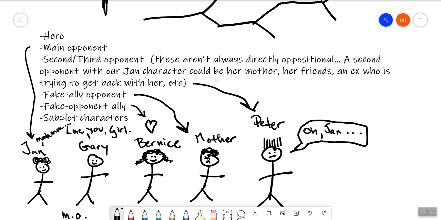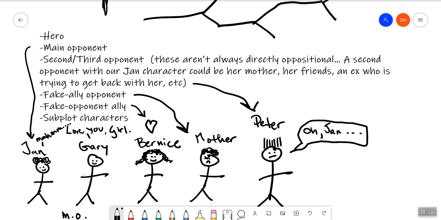These are secondary characters that might be in partial conflict with Jan, for their own reasons. So as I said here, could be her mother: that boy's no good for you, I don't see why you want to marry him. Could be her friends: no, Jan, you can't marry Gary because, whatever. Or maybe an ex who's trying to get back with her. It's Peter, I think, is my ex character here. So he's trying to get back together with her.